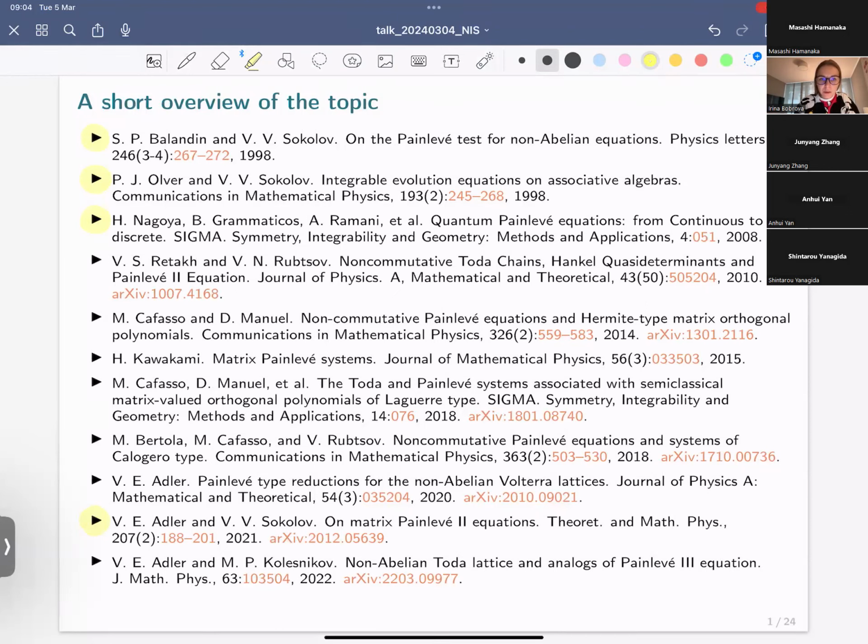The next story is related to matrix orthogonal polynomials. It turns out that Painlevé equations are closely connected with the Toda chain, and since the Toda chain has solutions in terms of the Hankel determinant, it means that we can introduce some kind of tau structure for the solutions of the Painlevé equations. Since the Toda chain also has solutions in terms of matrix orthogonal polynomials, we can transfer this structure to the Painlevé equations, and it was done in particular in the paper by Mattia Cafasso and Manuel.